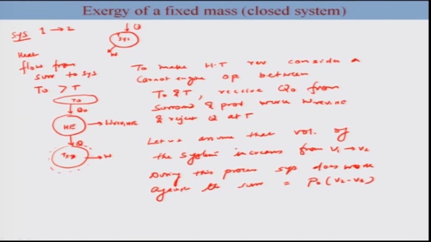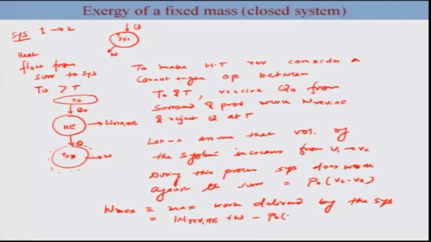Now what we can do is find out the maximum work corresponding to this system, or the maximum work which can be delivered by the system. So this is going to be your reversible work by the heat engine plus W by the system minus the work against the surrounding. This is going to be your W max.